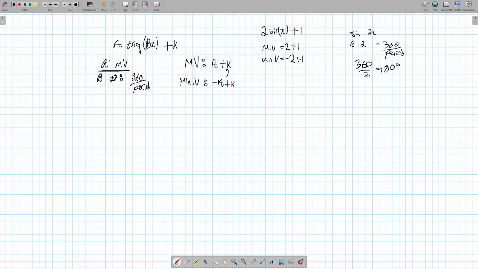So first we said a is the maximum value, and b is 360 over the period. And then we said when we add a k, the maximum value would be your original one, but just plus that k, and the minimum will also be your original negative value plus that k, right?